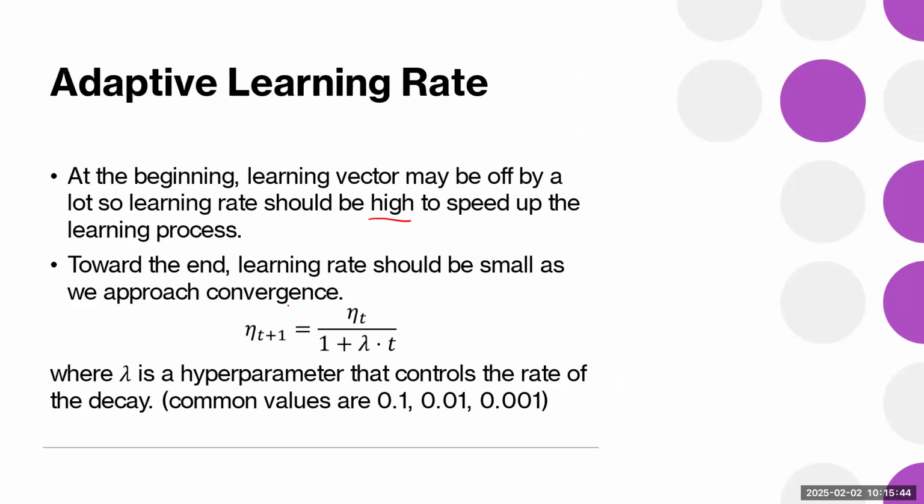And we actually have an equation for the learning rate, right? So the learning rate at time t, divided by 1 plus lambda t, is going to be the learning rate for the next iteration. So every time you update the vector, the learning rate will keep getting smaller and smaller. And this lambda is also a hyperparameter that controls the rate of decay. There are three common values that you can try, and this t is the time step. So basically, if you do one loop of the algorithm, t is going to be 1. If you do 2 loops of the algorithm, t is going to be 2, right? So t is going to increase over time. So that is how you do the adaptive learning rate.